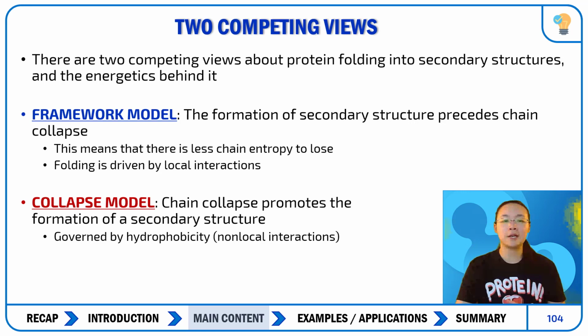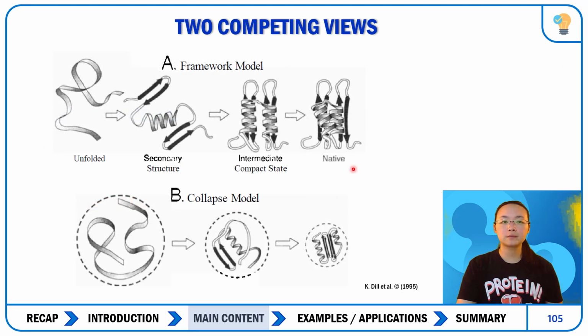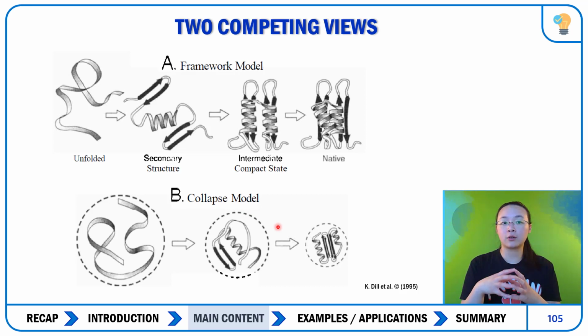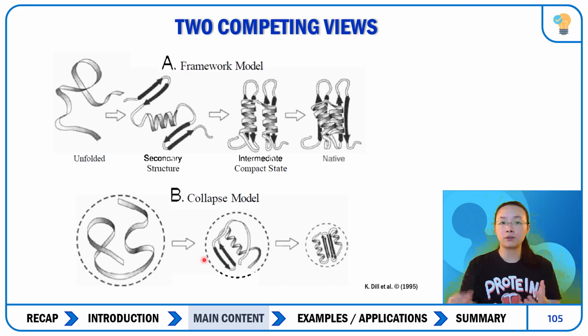So let's take a look at some diagrams to help explain this a little bit further. With the framework model, you have an unfolded protein. It folds in on its secondary structure first, and then it creates its native state. With the collapse model, you start with your unfolded protein. Due to hydrophobic or non-local interactions, it forces some sort of folding to occur, and it's that non-local interaction that causes its secondary structure, and further local interactions will cause the final folding of your protein into its native state.